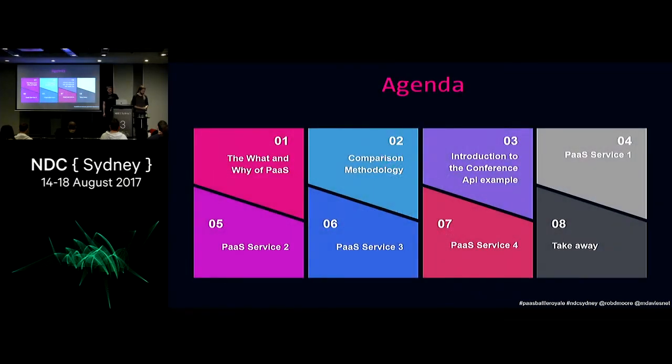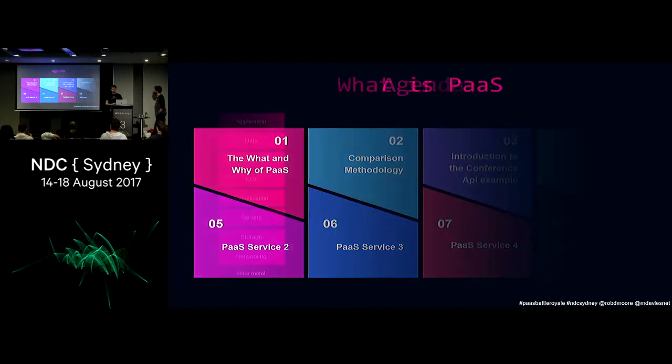So what we're going to talk about is, we're going to start just briefly on the what and why of PaaS. It's probably pretty basic stuff for most people. Then we're going to talk about the comparison methodology that we're using to actually compare the different PaaS services that we're looking at. We're going to introduce an API example that we've created just for the purposes of this talk. And then we're going to go through 4 different services and we'll introduce them in a bit. And then just wrap it up for you.